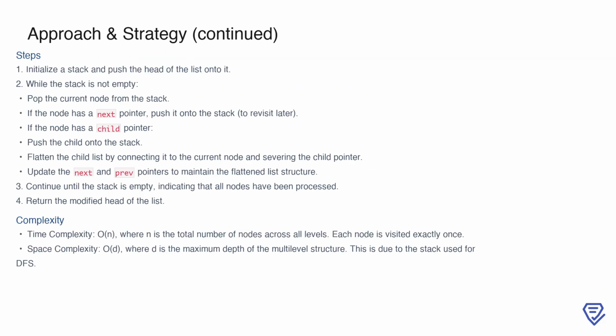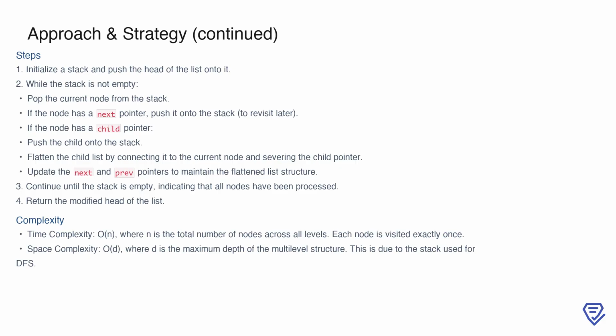The steps for implementing the iterative DFS with a stack are straightforward. We begin by initializing a stack and pushing the head of the list onto it. While the stack is not empty, we pop the top node and process it. If the node has a next pointer, we push that onto the stack to revisit later.